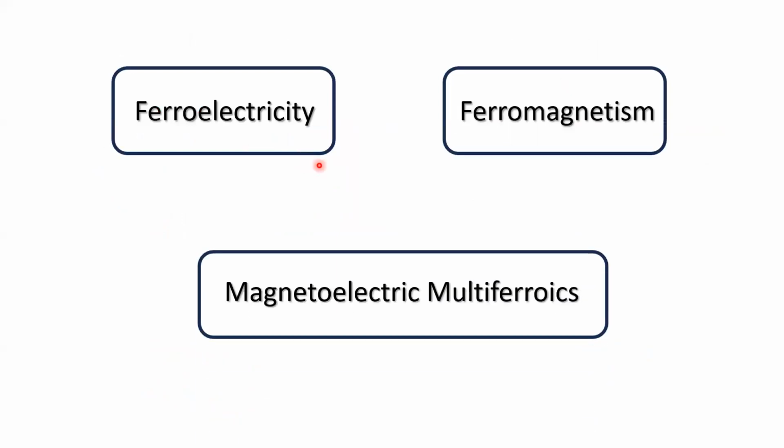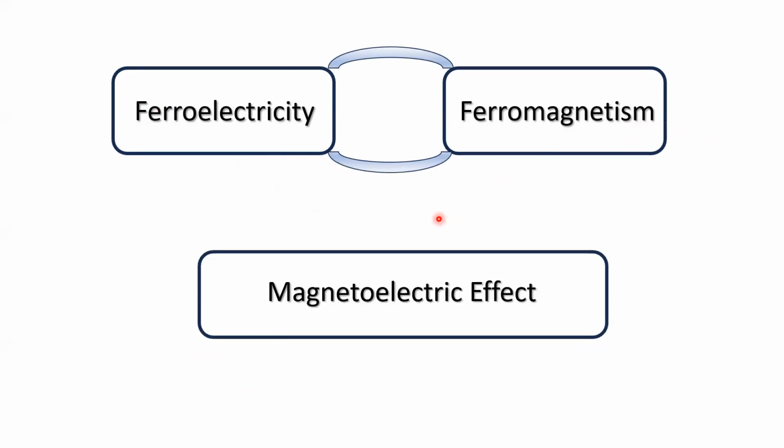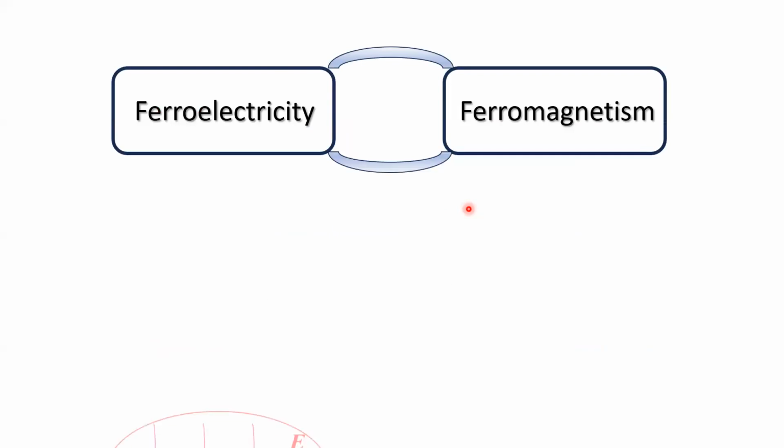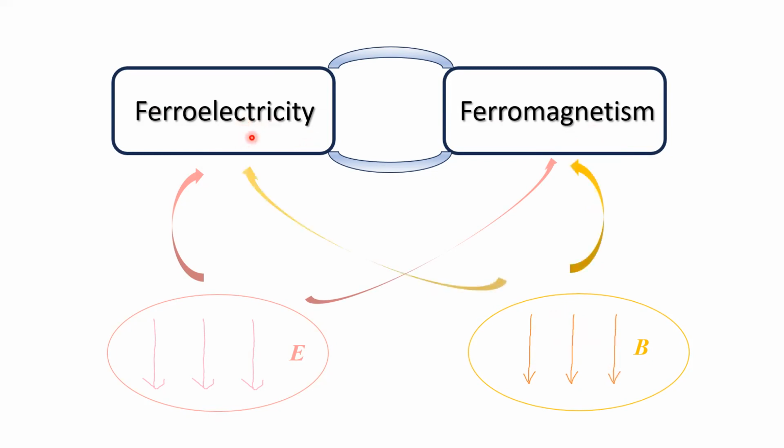We have just discussed ferroelectricity and ferromagnetism separately. If one material can have these two properties simultaneously, we say it is a magnetoelectric multiferroic. If ferroelectricity can couple with ferromagnetism, we call this kind of coupling effect the magnetoelectric effect. That is to say, an external electric field can not only influence the electric polarization, it can also change the magnetism. And vice versa for the magnetic field: it can not only change the magnetism, but also control the electric polarization.